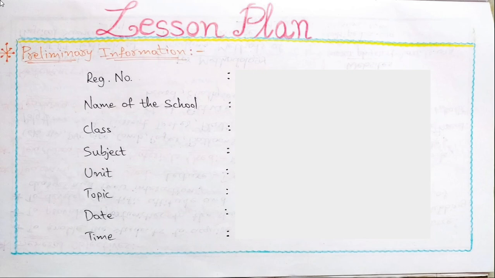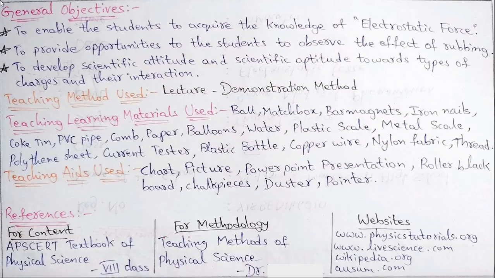The next part immediately after preliminary information is general objectives. General objectives towards the students of the chosen topic. And then the teaching method used to deliver the topic. Next, the list of TLM, teaching learning materials used. And then the list of teaching aids used. But one point to remember, friends, TLM is different from teaching aids. Okay, please observe the difference between them with this sample lesson plan.